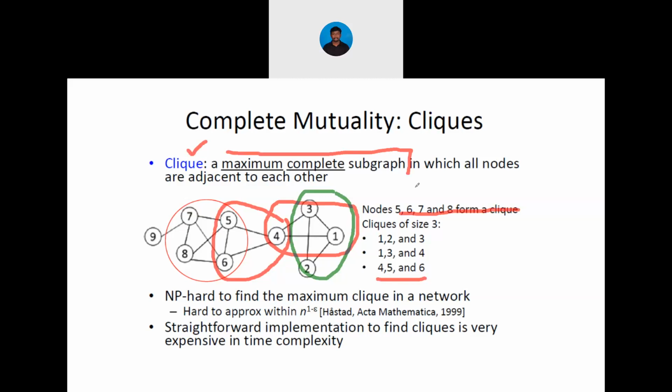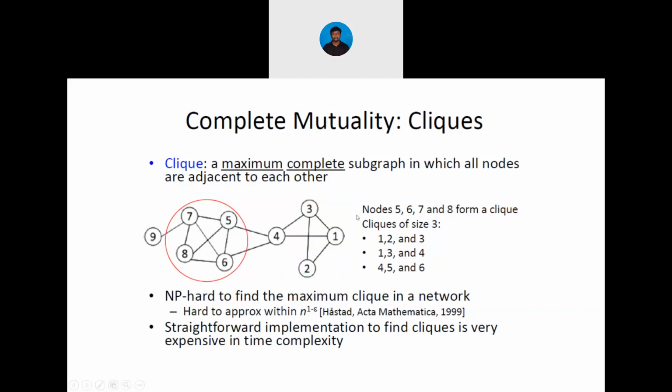Which has a size of 4, a clique of size 4. So this is another subgraph also. 5, 6, 7, 8. It is another subgraph. We have to derive the subgraphs from the whole original graph. This is how I derive the subgraphs with the help of a concept called clique. Got it? So I am deriving 4 subgraphs here from this complete graph.